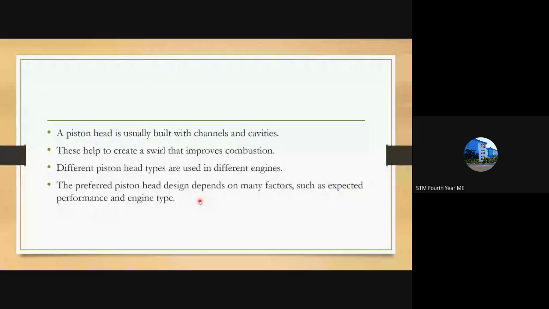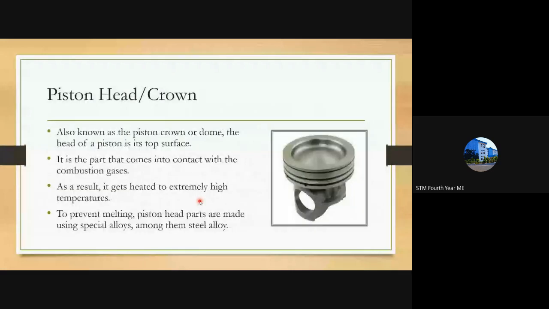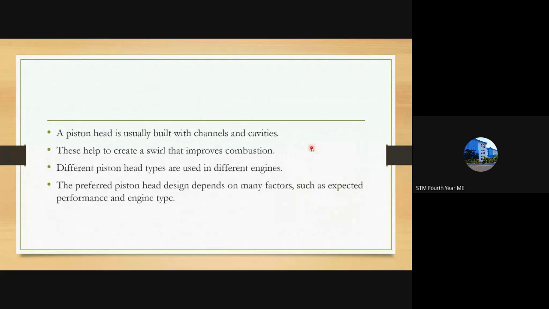Then the piston head is usually built with channels or cavities. You can see what a channel or cavity is. There is a cavity here. It is not in flat head pistons, where the surface will be plain. In other cases there are small cavities like this, or the many shapes we have seen before, such as dome shaped. In those cases, different holes or cavities are provided inside the piston head. The purpose of this is to create swirl. What is swirl? I will show you.